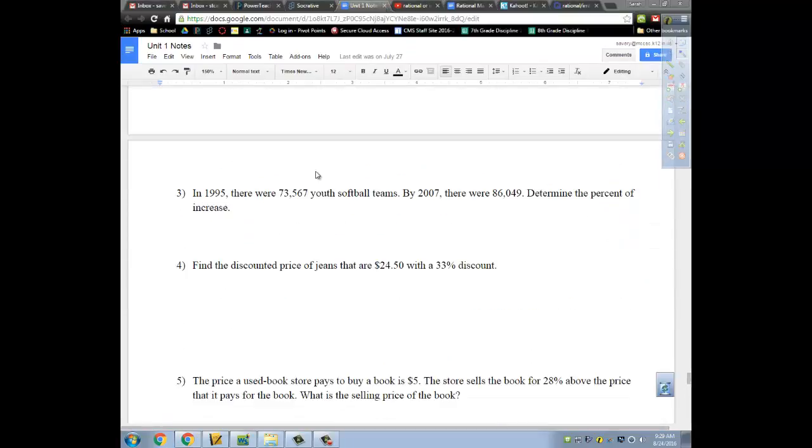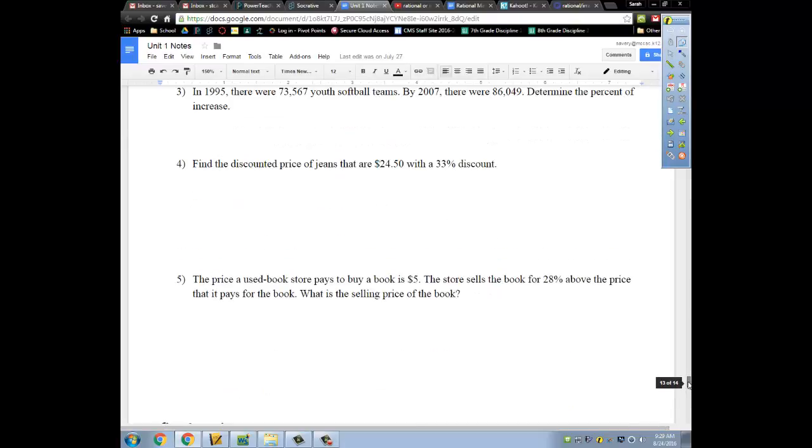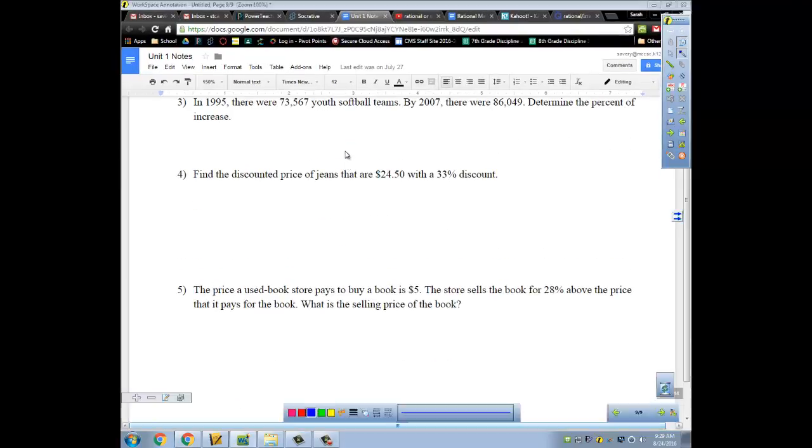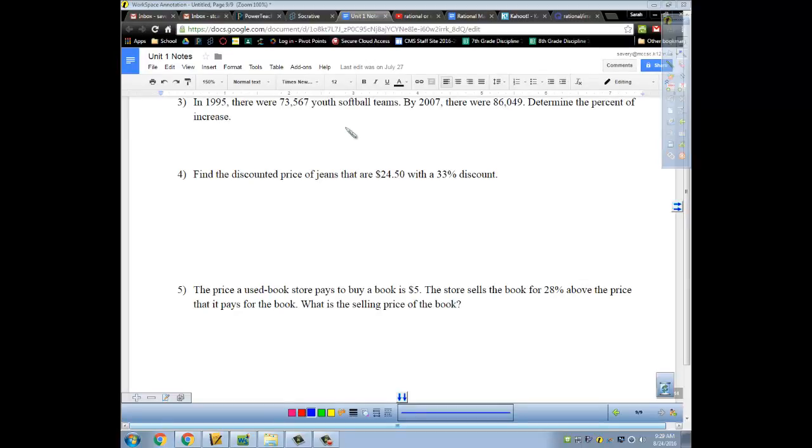Okay, so the next question. Number 3, in 1995, there were 73,567 youth softball teams. By 2007, there were 86,049. Determine the percent of increase. Now, I should have written determine the percent of increase of the number of teams to tell you that I don't really care about the years. They're just there to mess with you.